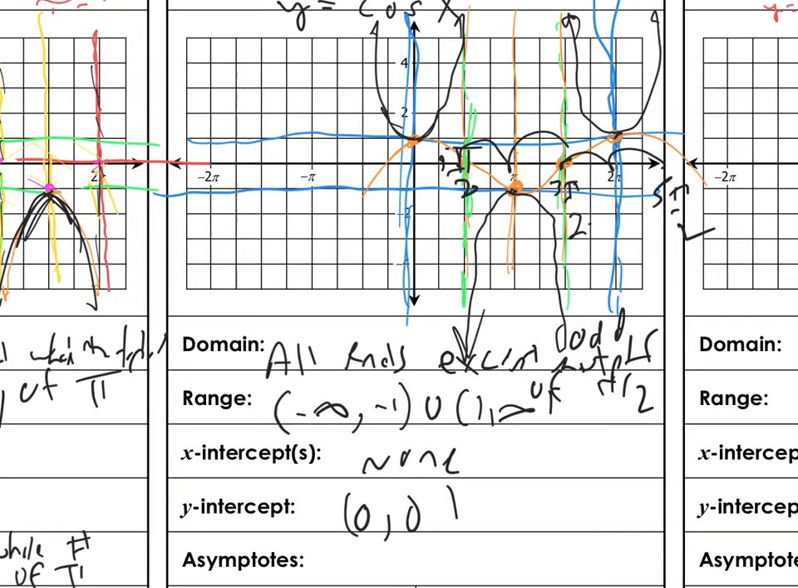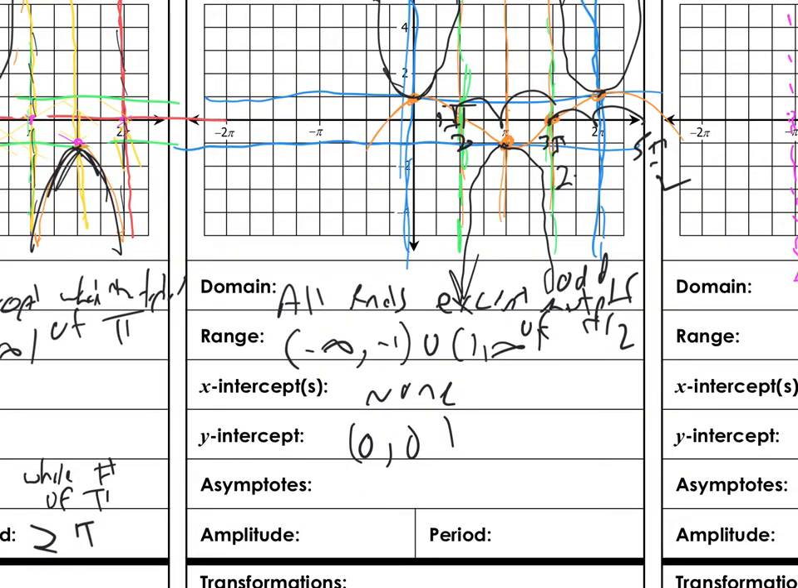What? 0, 1? 0, 1. Oh, okay. You got me. Well, are there any asymptotes? Yes. Odd multiples of pi over 2.